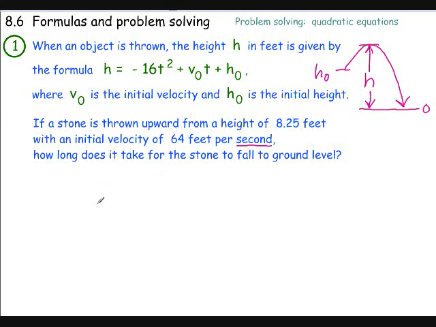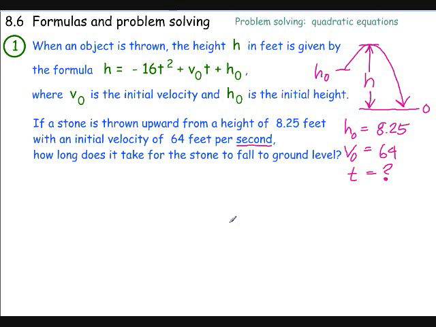So let's try it with an example here. If a stone is thrown upward from a height of 8 1/4 feet, so our initial height is 8 1/4, with an initial velocity, that's v sub 0, of 64 feet per second. And notice our units are what they're supposed to be, feet, and when we're talking about time, seconds. How long does it take for the stone to fall to ground level? Well, that's this t, isn't it? We want to solve for t.